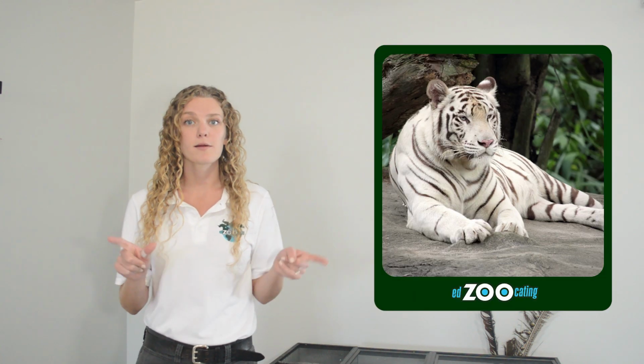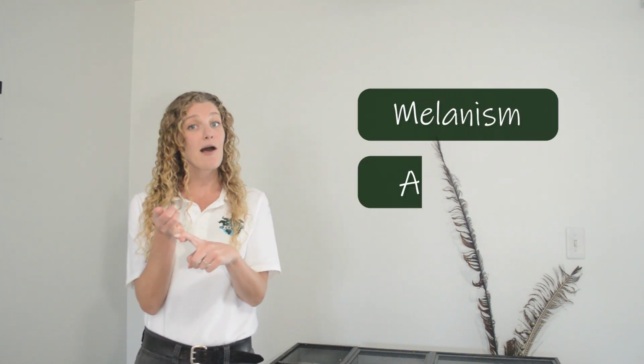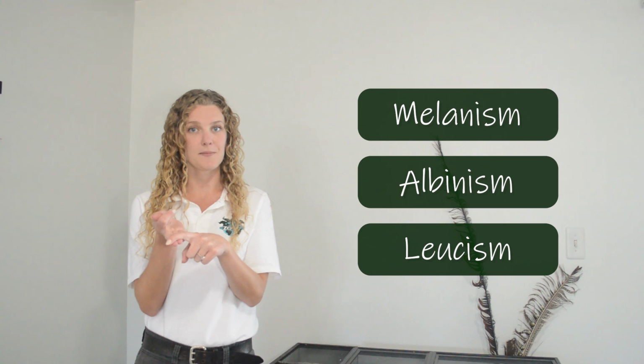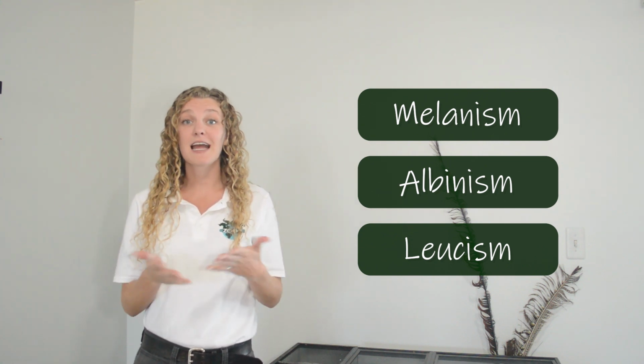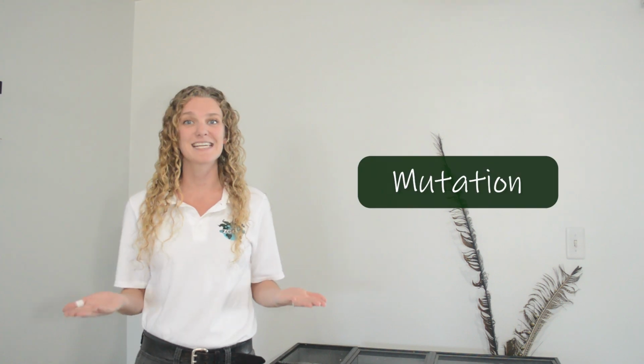Like we said before, sometimes an animal looks a little bit different than the rest of their species. Like the white tiger, they might be partially or completely white, or the opposite, they might be completely dark or black in color. Today we're going to be exploring 3 different types of color mutations: melanism, albinism, and leucism. However, before we start discussing any of those fancy words, we have to start with a different fancy word: mutation.